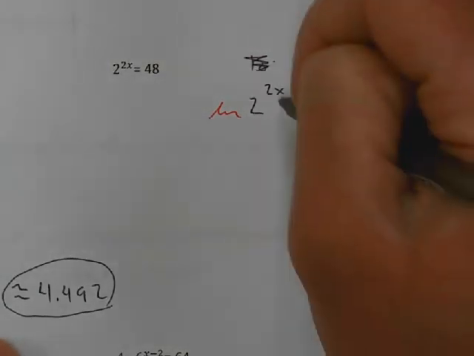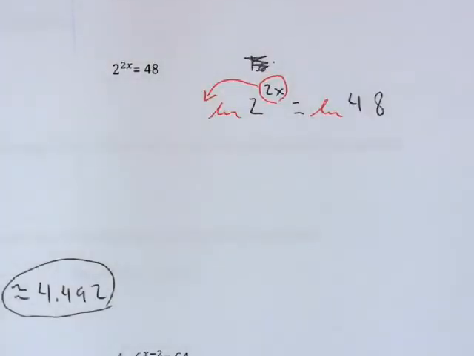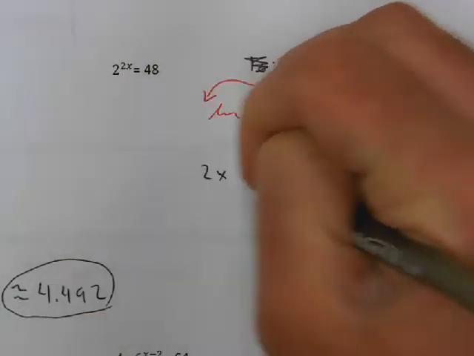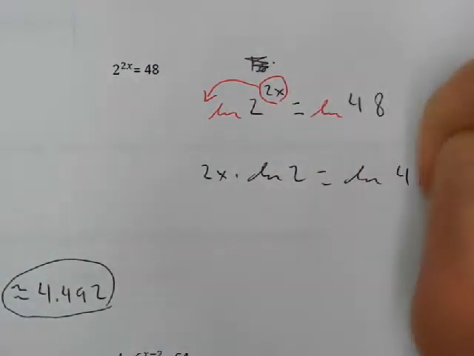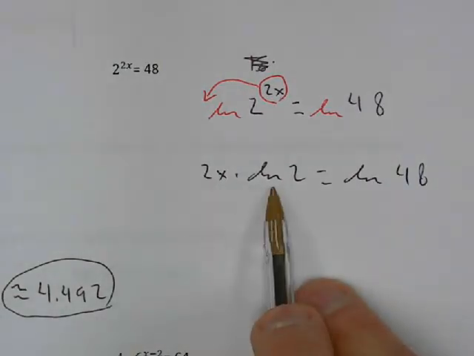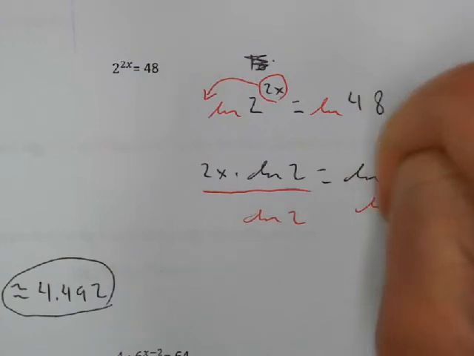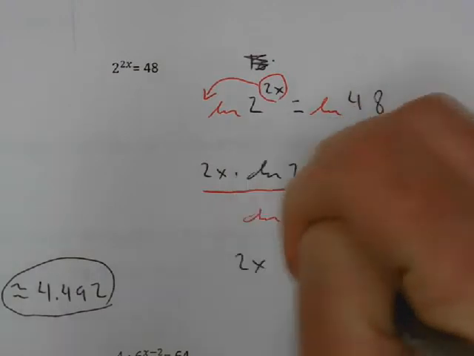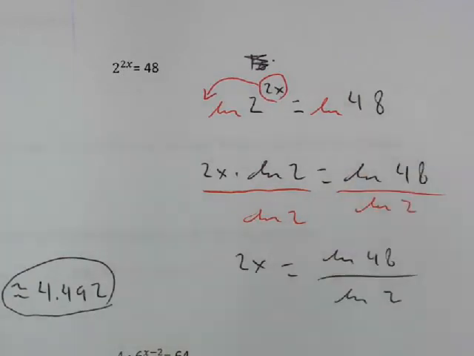Now that I've taken the log of both sides, we can take our exponent and bring it in front. And again, that's the whole reason we're taking the log of both sides, is to get this out of the exponent. So then we get 2x times the natural log of 2 equals the natural log of 48. Okay. Now, I am multiplying by 2 and the natural log of 2, but just to make it a little simpler to understand, let's just divide by the natural log of 2 first. And then I get 2 times x equals the natural log of 48 over the natural log of 2.